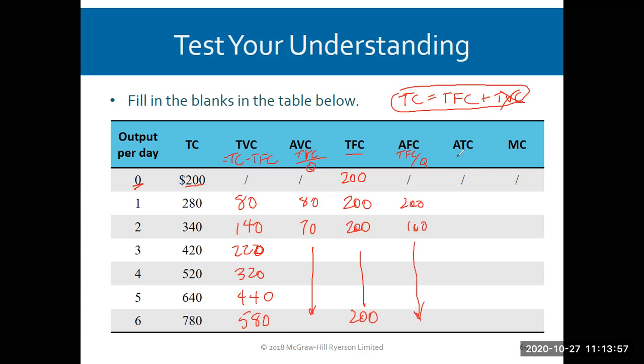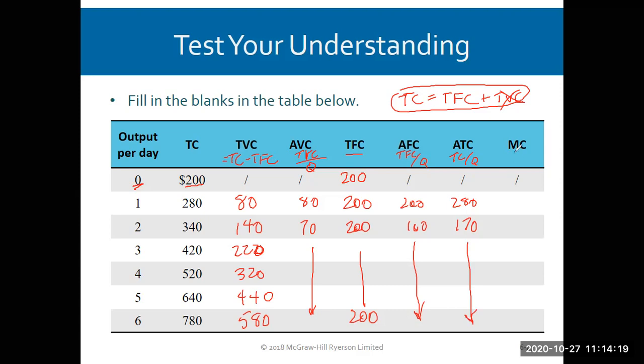What's average total cost? Well, that's total cost divided by quantity. Go to my first total cost. There it is, 280 divided by 1, that's 280. Here it's 340 divided by 2, that's 170. Then we go up here, total cost is 420 divided by 3. I'll let you do the math.